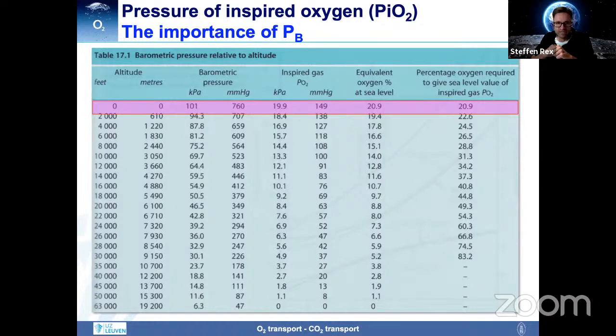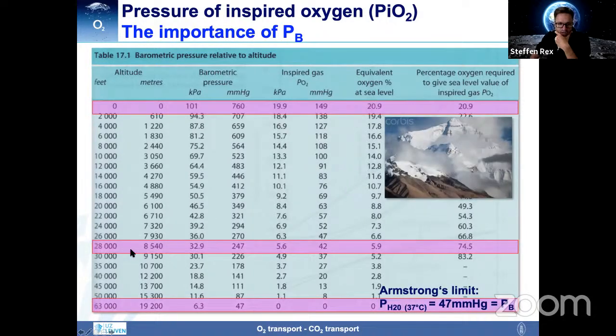At 0 meters altitude, sea level, we have a barometric pressure of 760 millimeters of mercury. This results in a PO2 of 149, which is 21%.